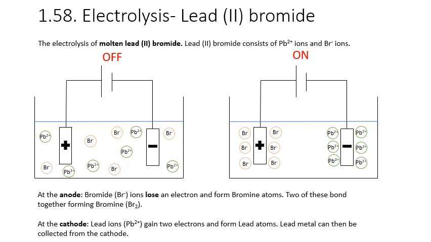At the anode, the bromide ions will lose an electron and form a bromine atom. Two of those then bond together, forming bromine, which is a brown liquid at room temperature. At the cathode, in this case, those lead ions will gain 2 electrons to form lead atoms, and therefore lead metal will be seen forming at the cathode.